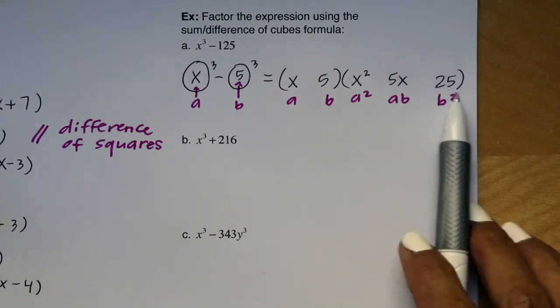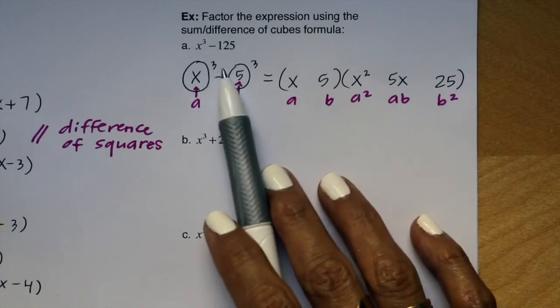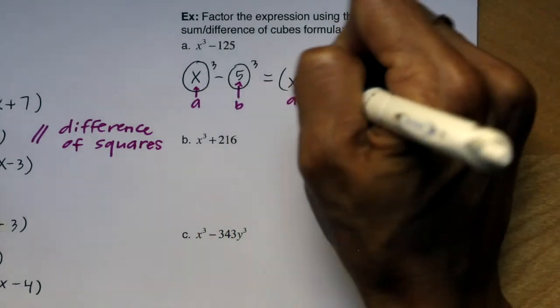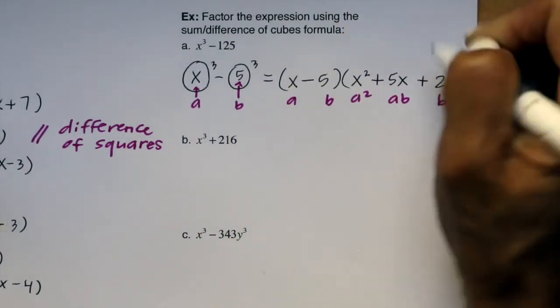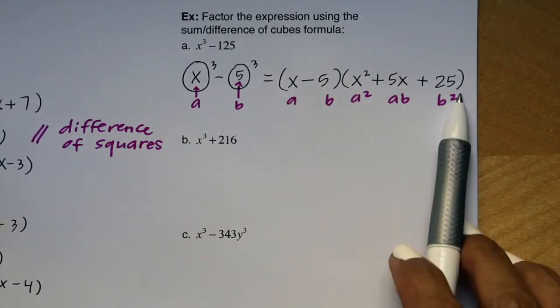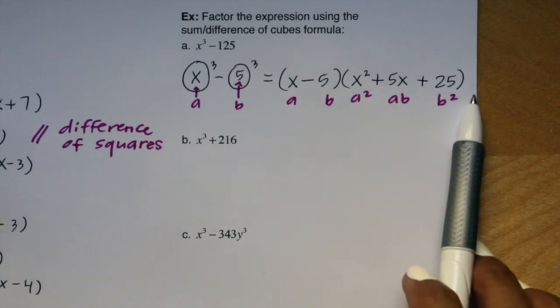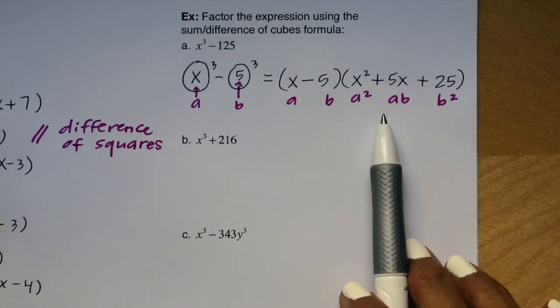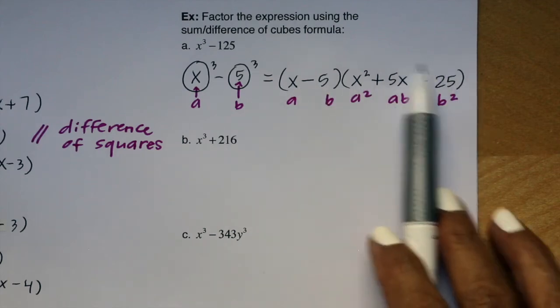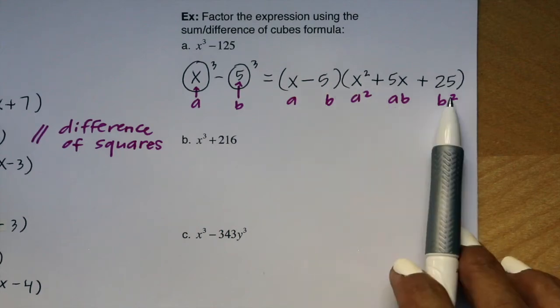And finally, signs go SOAP. Same, opposite, always positive. And again, you're using this as your reference. So we go same, opposite, always positive. And here's our answer. x cubed minus 125 factors to this expression right here. And because of the way the factor pattern works, this part will not factor further. So that's going to be your final answer.